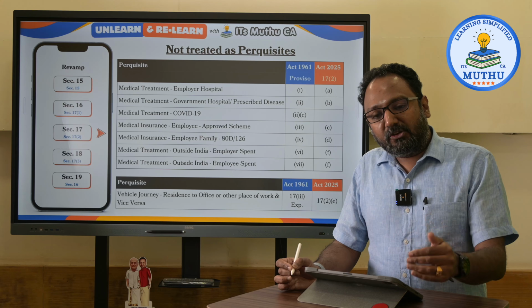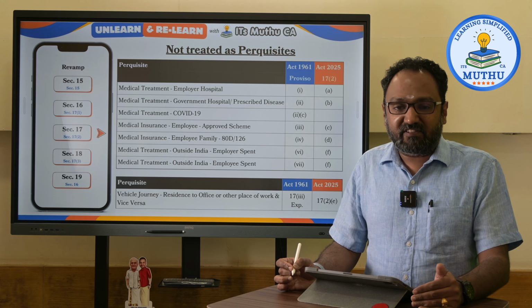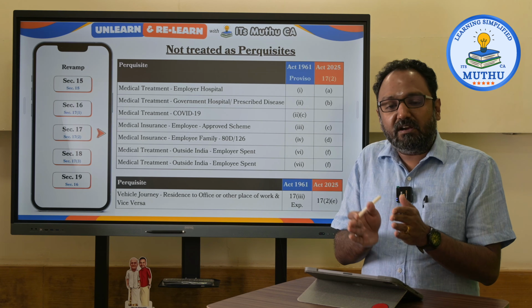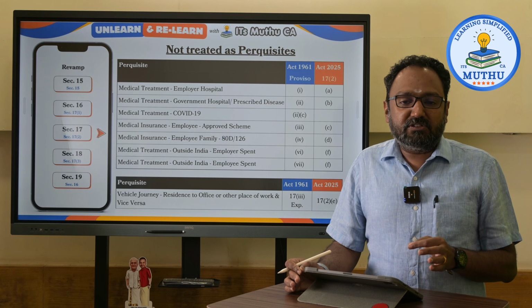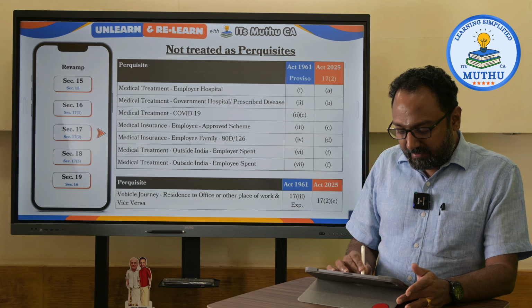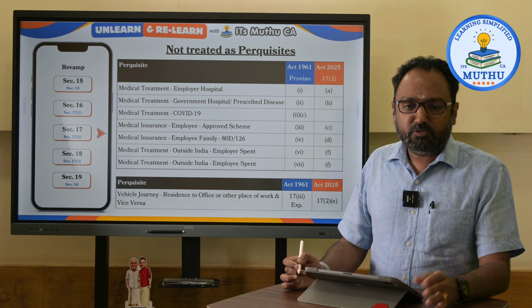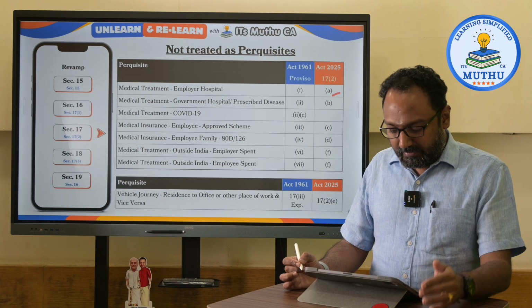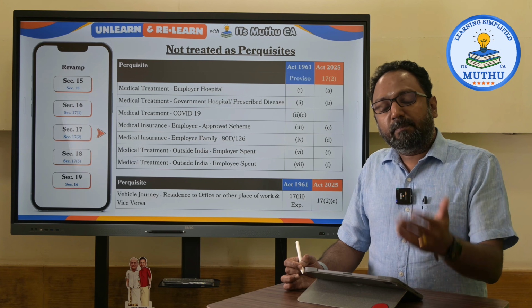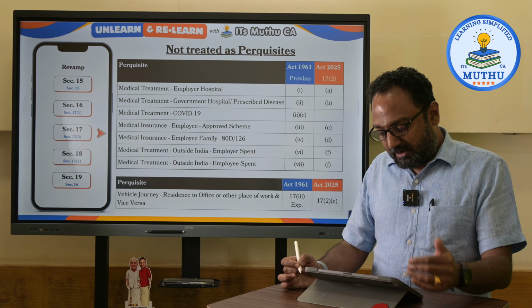So all the items that are not treated as perquisites, which were discussed in the proviso to section 17(2), are now discussed in section 17(2), a separate subsection to list all the items which are not considered as perquisites. Now let's look at it. Medical treatment, where the employer himself owns the hospital, which was there in clause 1 of the proviso, is now 17(2)(a). Treatment in a government hospital or for a prescribed disease in an approved hospital, which was there in clause 2, is now (b), that is 17(2)(b).